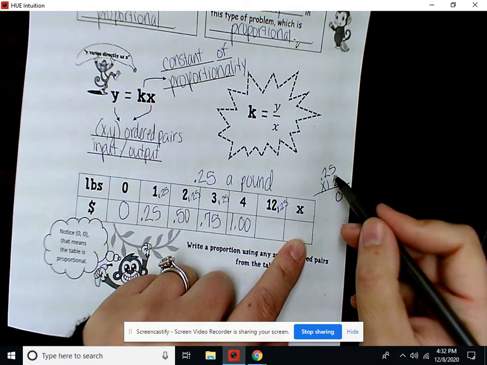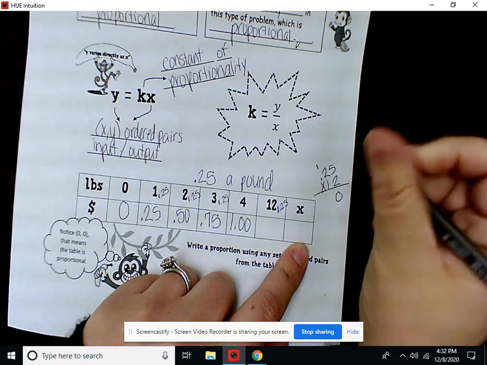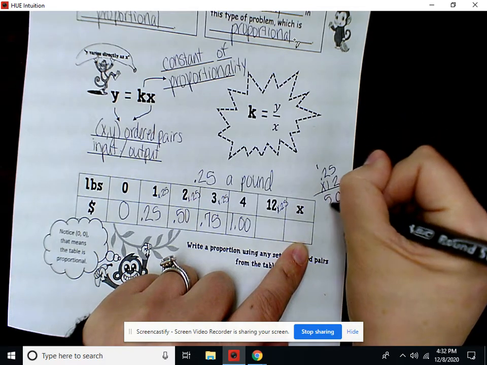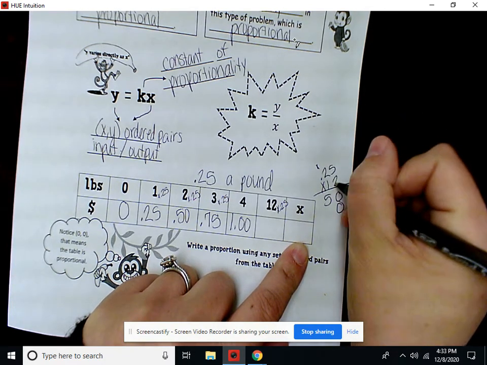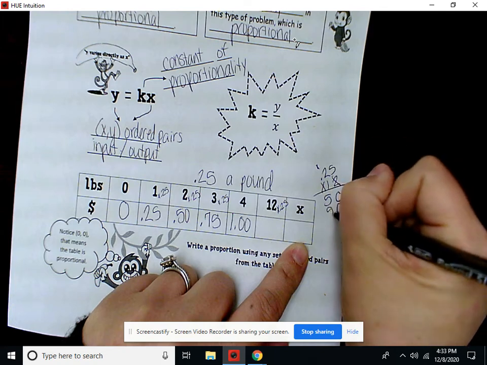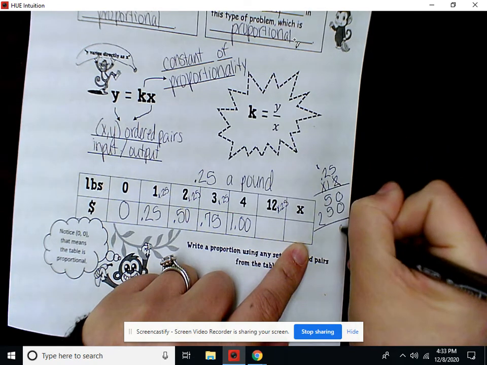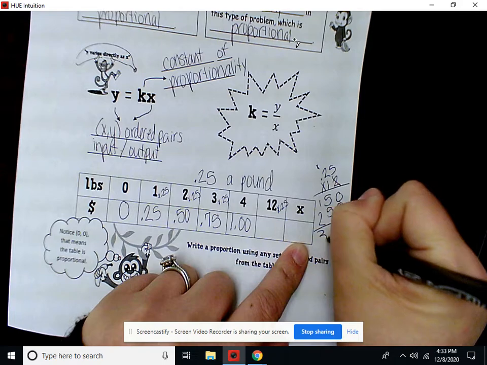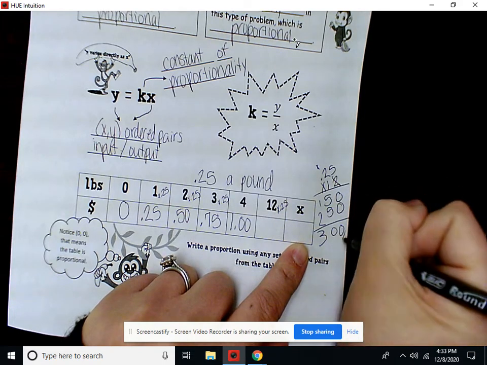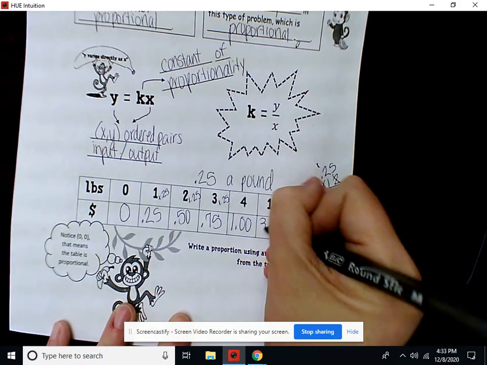So 2 times 5 is 10, carry our 1. 2 times 2 plus 1 is 5. Add a 0. 5 times 1 is 5. 2 times 1 is 2. Then we'll move our decimal over 2 places. And so we get $3.